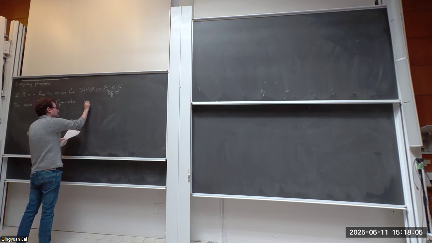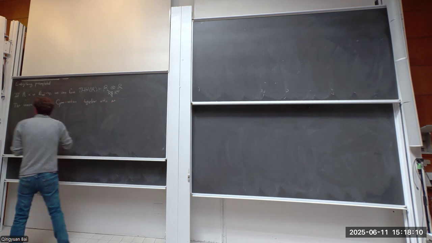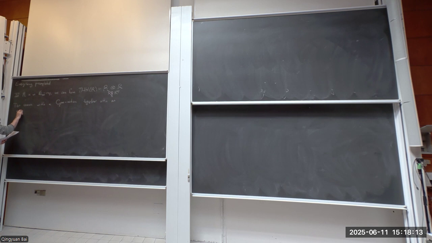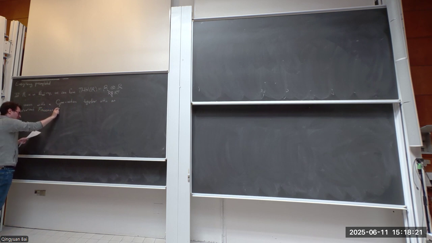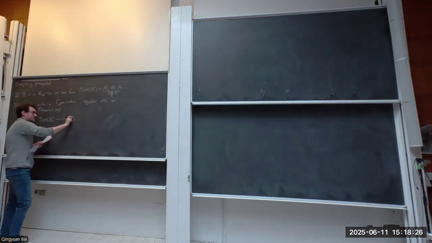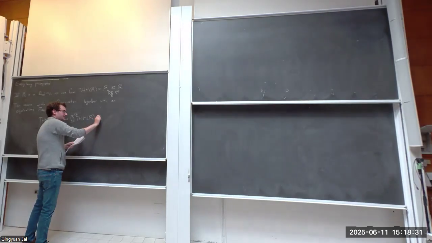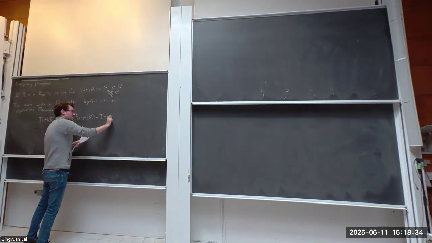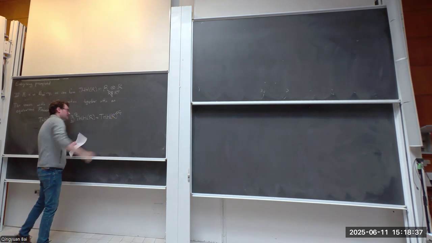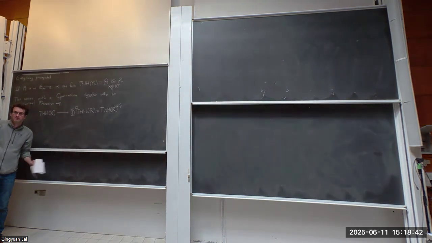Together, we have an equivariant Frobenius map from THH to its geometric fixed points. And this is just a fancy way of writing the Tate construction, because I'm taking THH to be a Borel C_p-to-the-infinity equivariant spectrum.